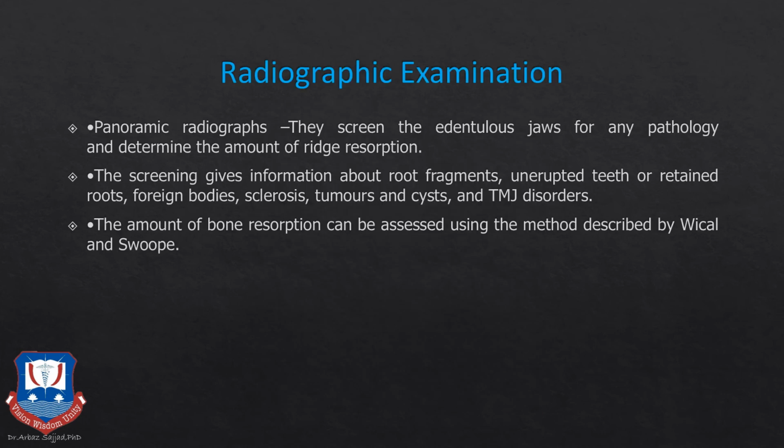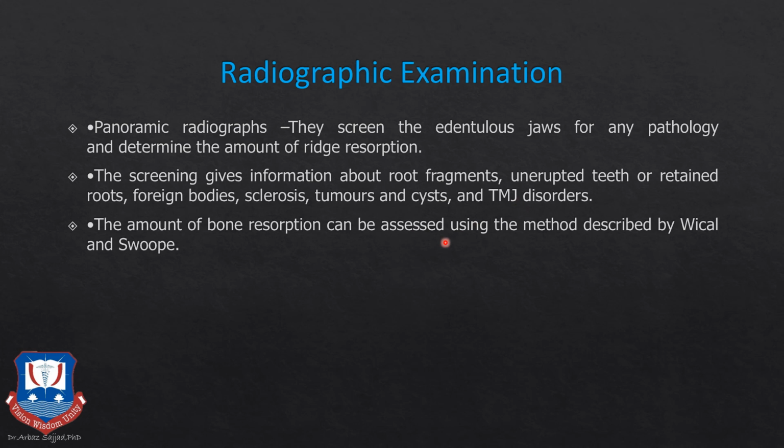Lastly, coming to the radiographic examination. Radiographic examination is usually done to see if there is any pathology such as retained roots or impacted or unerupted teeth within the body of the mandible or the maxilla, and that may be associated with tumors or cysts such as dentigerous cyst, ameloblastoma, or if there are any TMJ disorders. These may need to be addressed depending upon how critical they are.